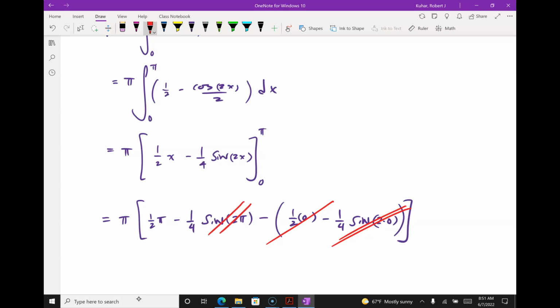Sine of 2 pi is 0 as well, right? And units cubed, who cares? You'll actually see that integrals can give us just a number. It can give us the area. It can give us a volume. It can give us a force. Right? So units will kind of take care of themselves if you think about it.